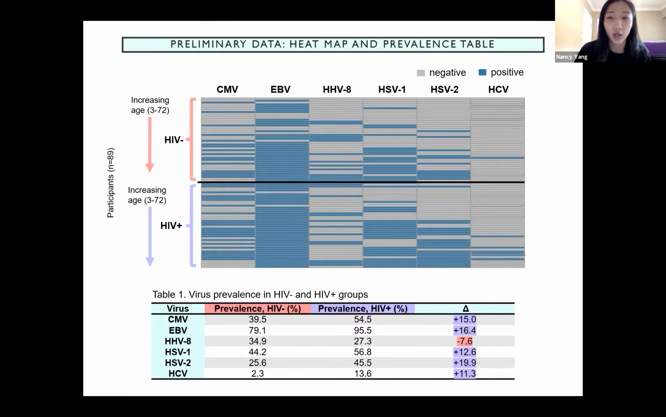And table 1 below summarizes the numbers from this heat map, showing the percentage prevalence of each virus in the HIV negative group, then the HIV positive group, then the delta difference. The main takeaway from this slide is that infection with all viruses except HHV-8 appears to be higher in the HIV positive group compared to the HIV negative.